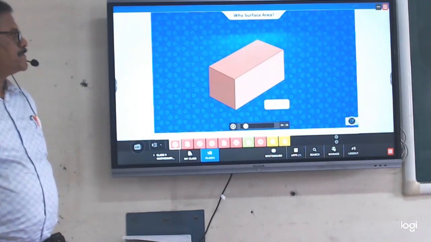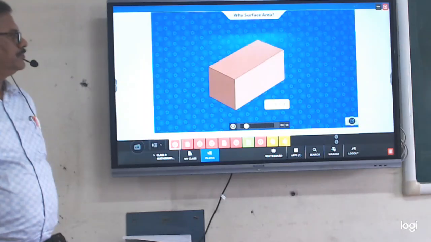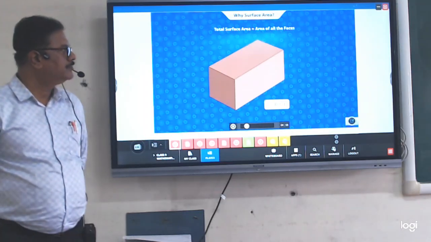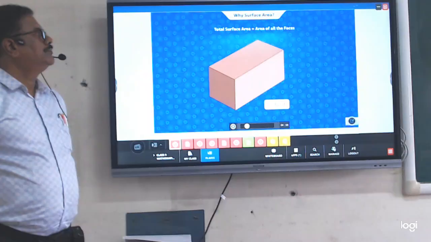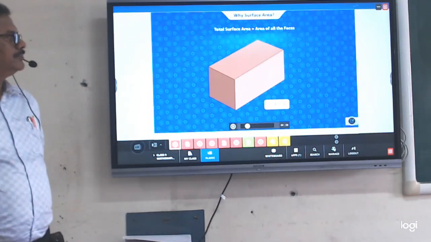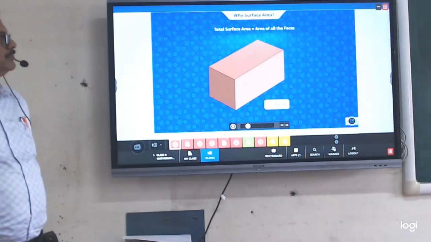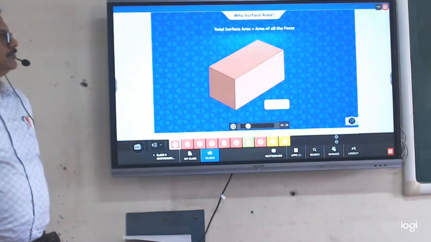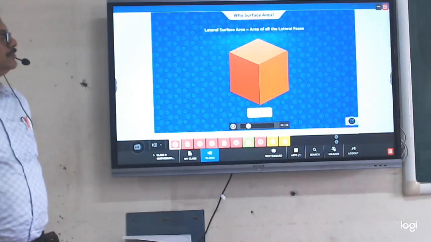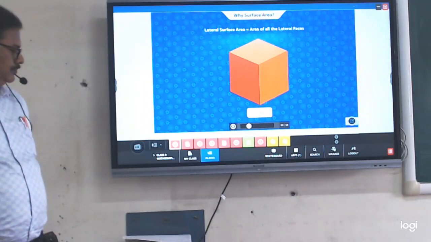When we talk of surface area, we can be more specific by using the terms total surface area or lateral surface area. Total surface area is the area of all the faces that make up a three-dimensional shape, unless otherwise mentioned. Surface area means total surface area. Lateral surface area is the area of all the lateral faces of a three-dimensional figure.